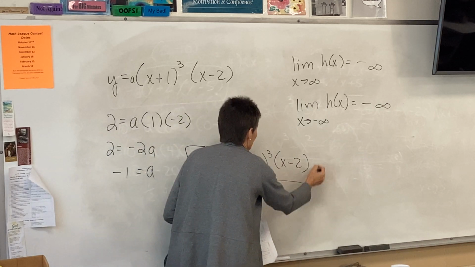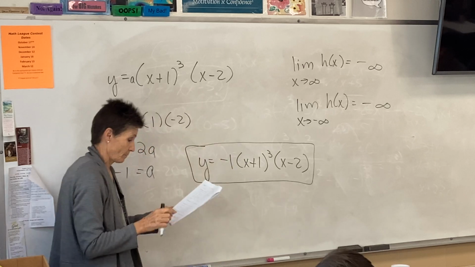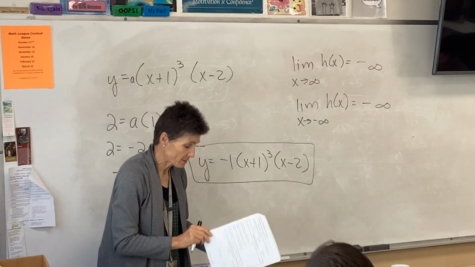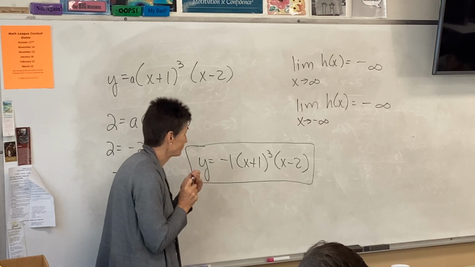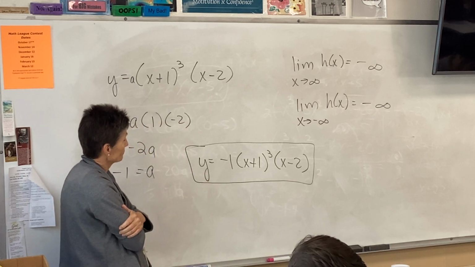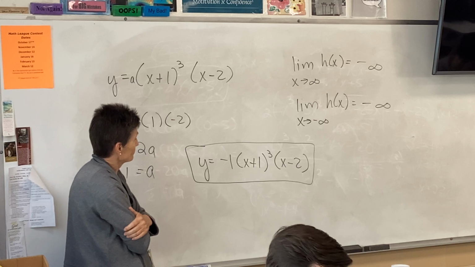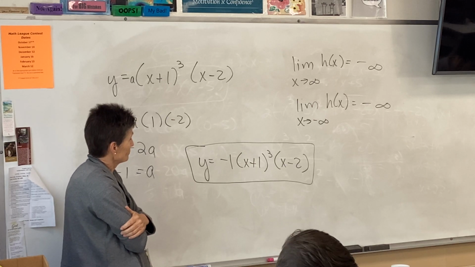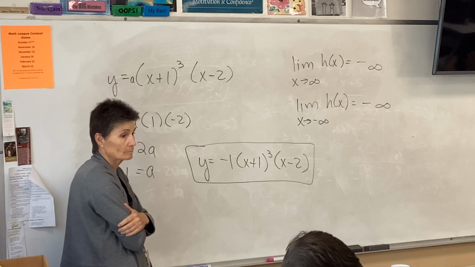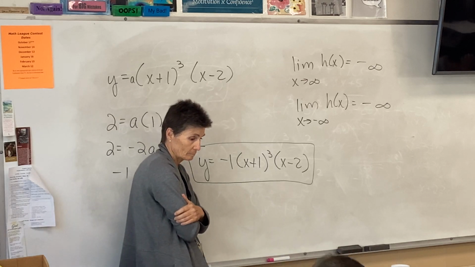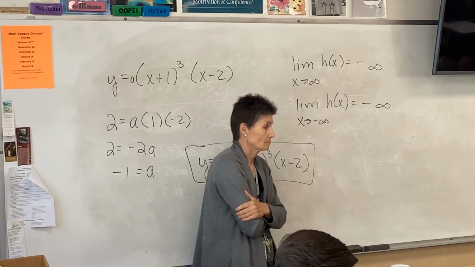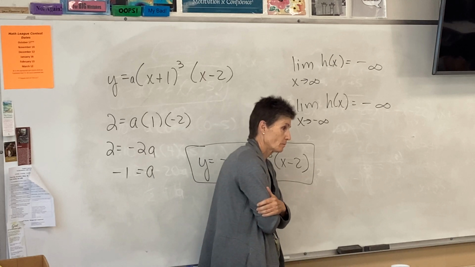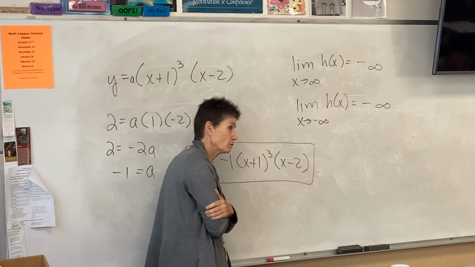You don't have to multiply this one out. Just leave it in its intercept form. Oh, negative 12, okay. Yep.